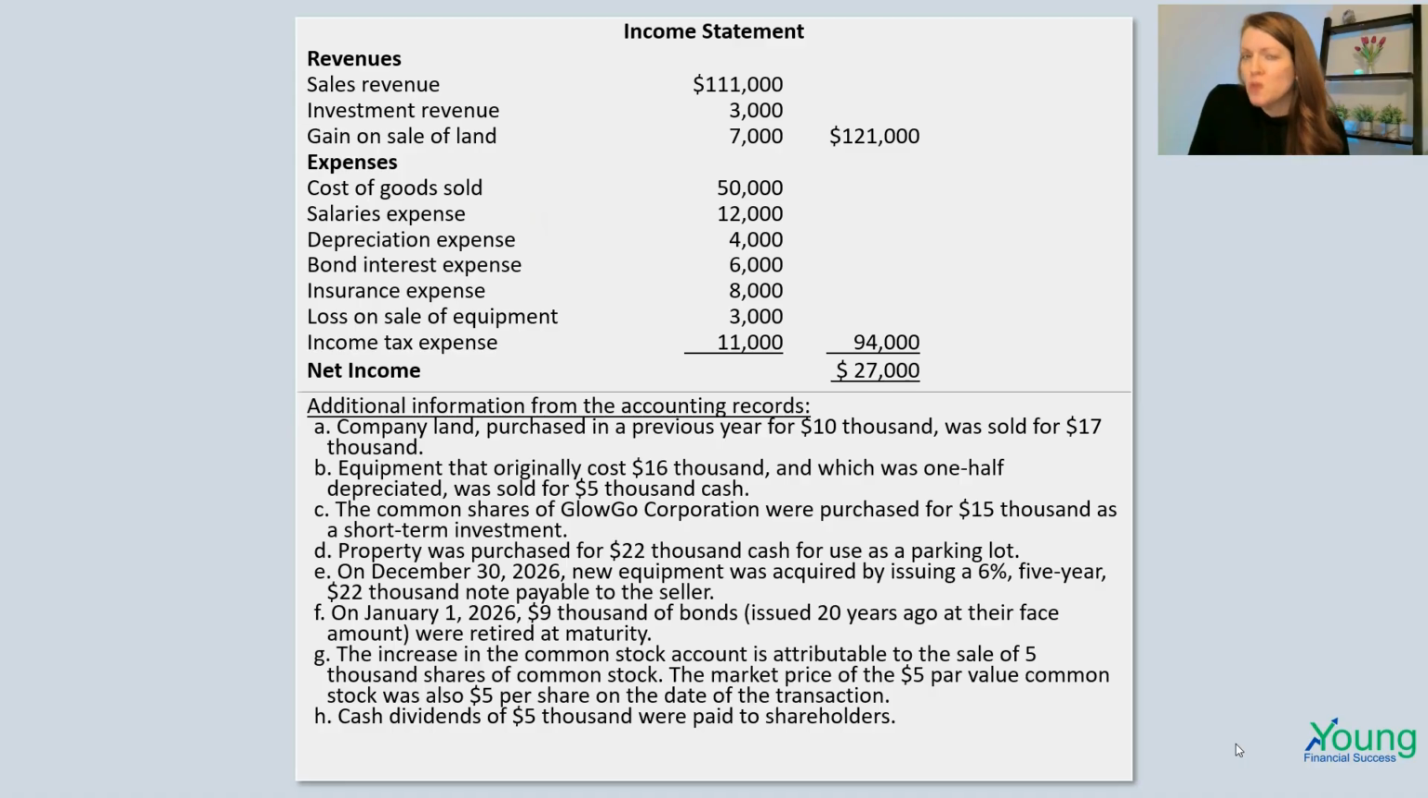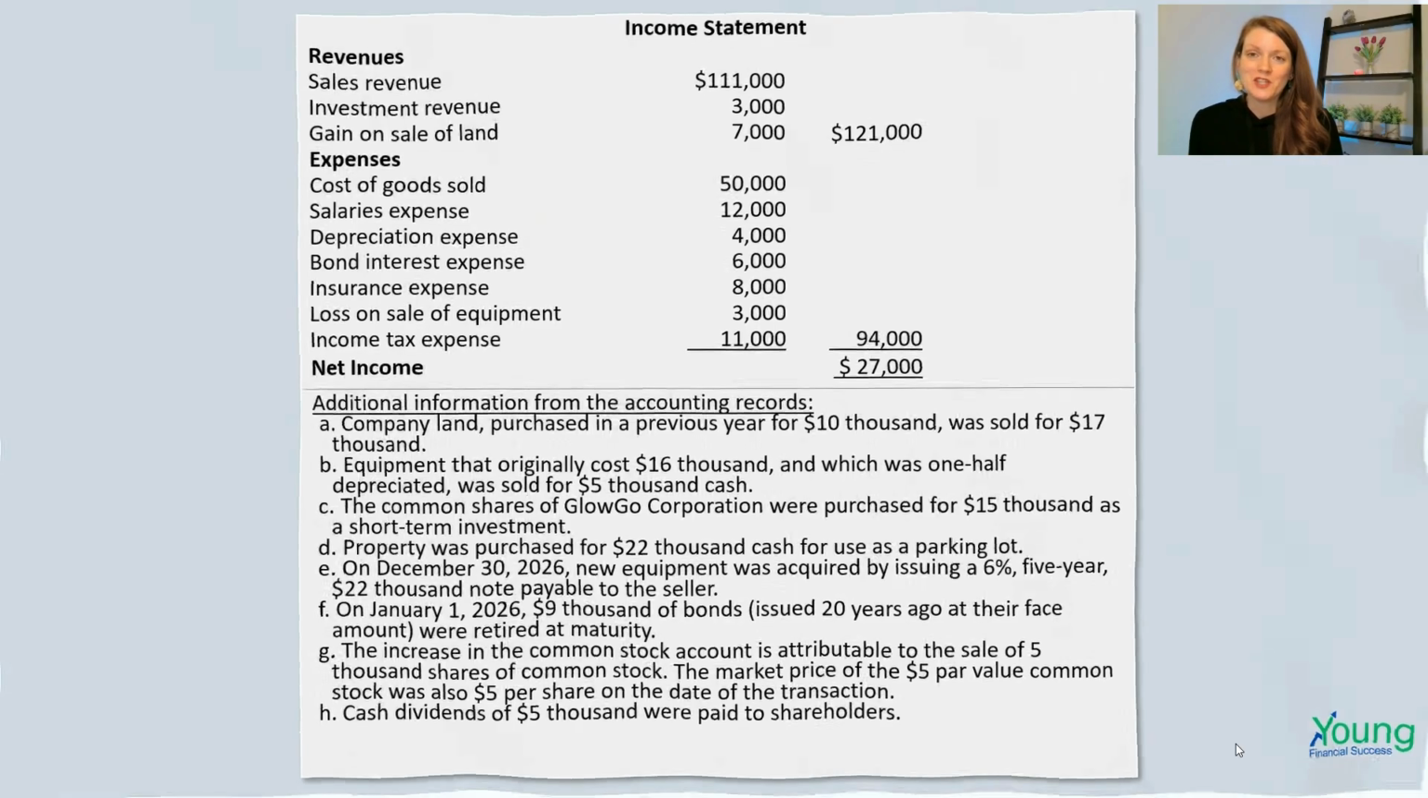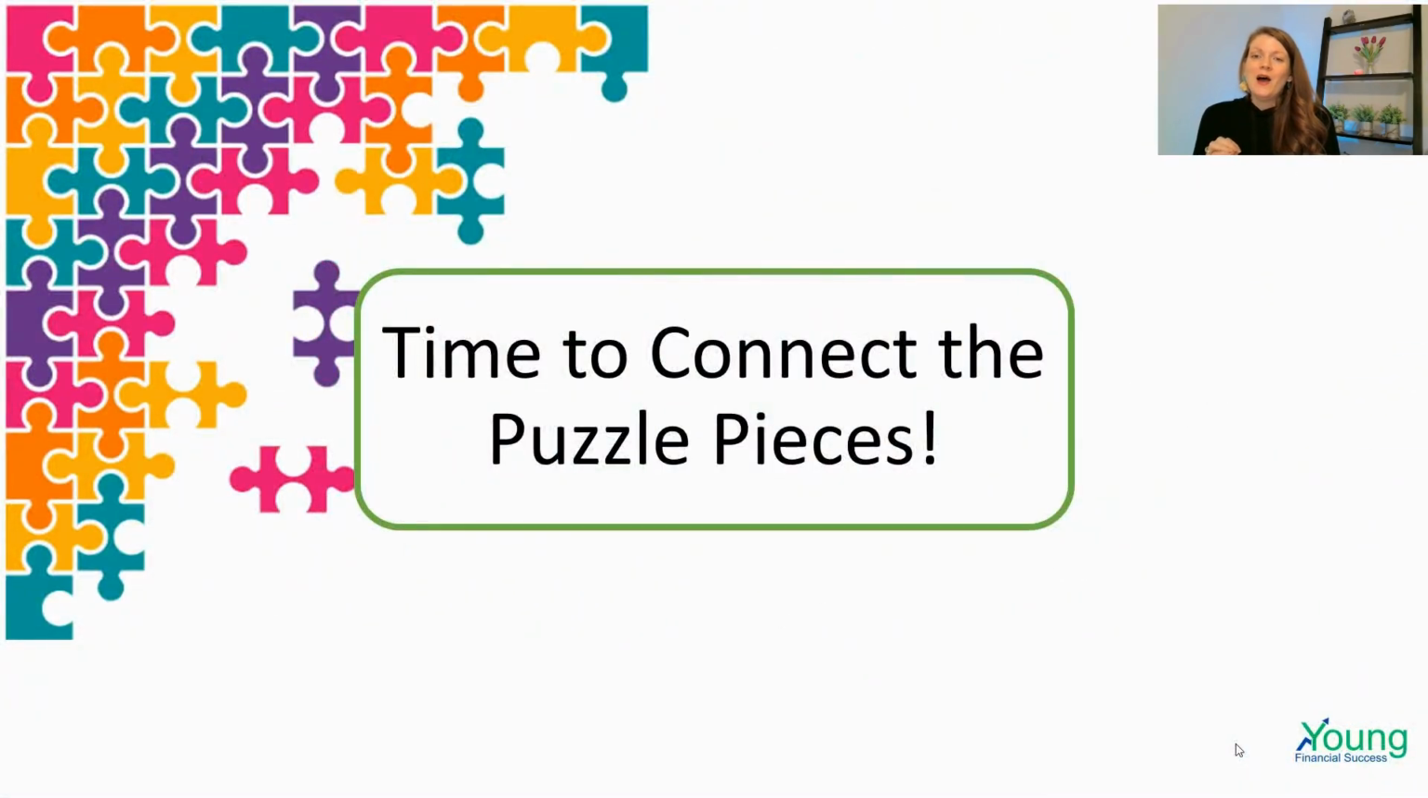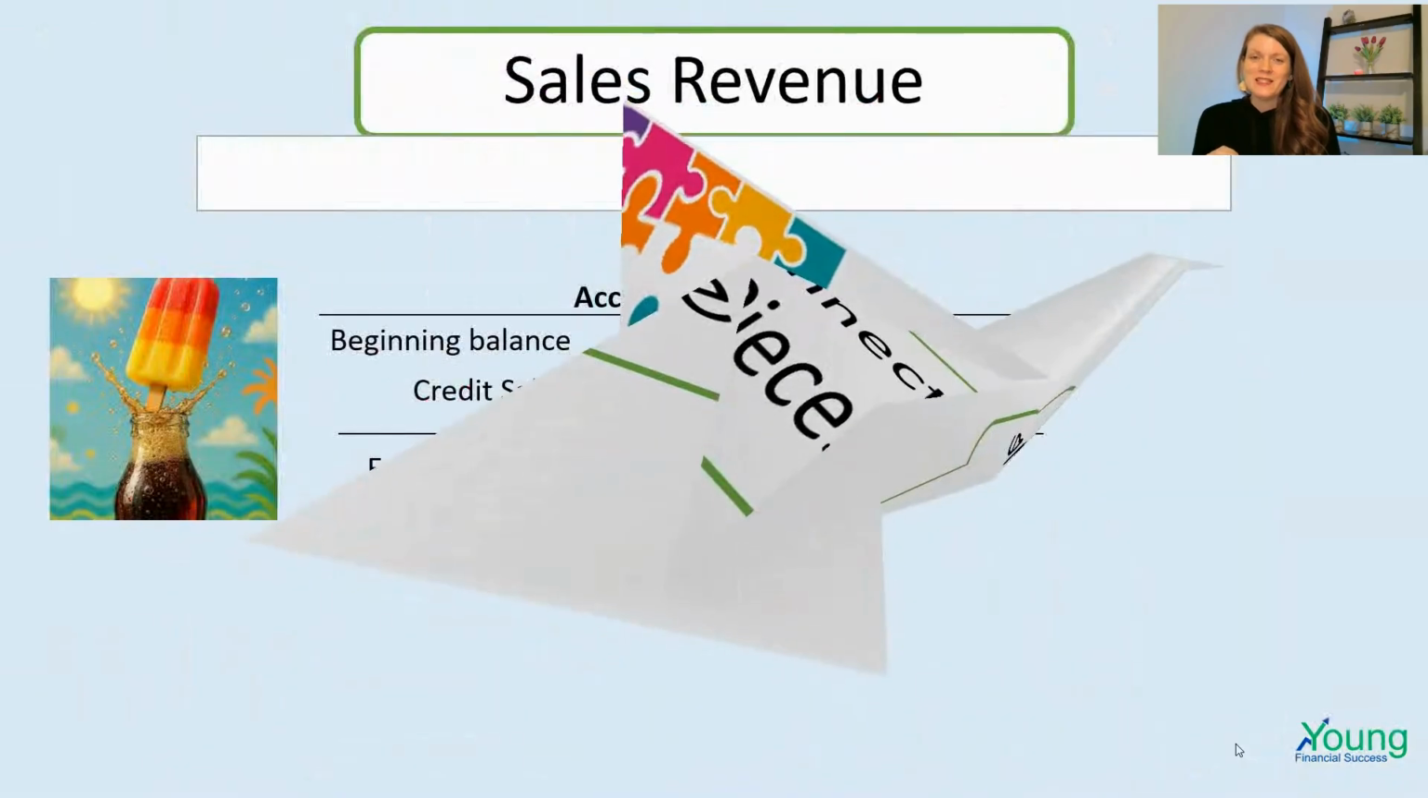You say, okay, sure, we have 111,000 in sales revenue, but what other clues could I put together to figure out whether that actually came in cash or whether it's still owed to us? So we are going to go back and forth for each of our revenue and expense accounts, each of our balance sheet accounts, and we're going to be considering all of this additional information as well. So let's jump in. Okay, time to connect those puzzle pieces.